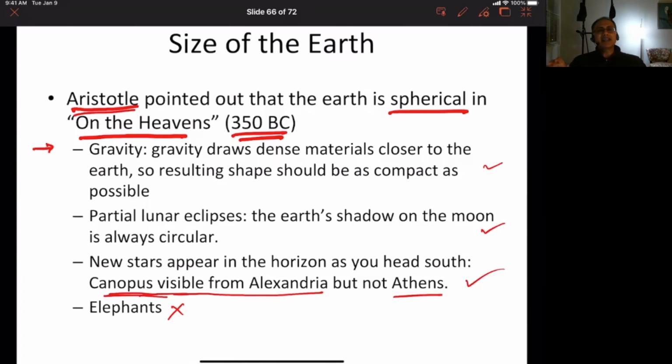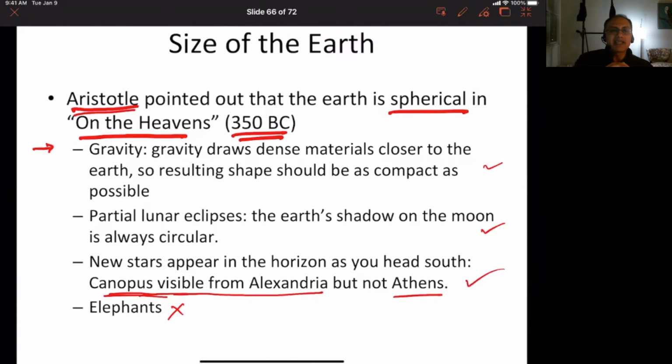And so he thought, but to go to Africa you have to go one way, and to go to India you have to go the other way, right? And you end up with elephants in both locations. So he thought that maybe you're just going around, and so Africa and India are probably right next to each other. That's why there's elephants in both places.